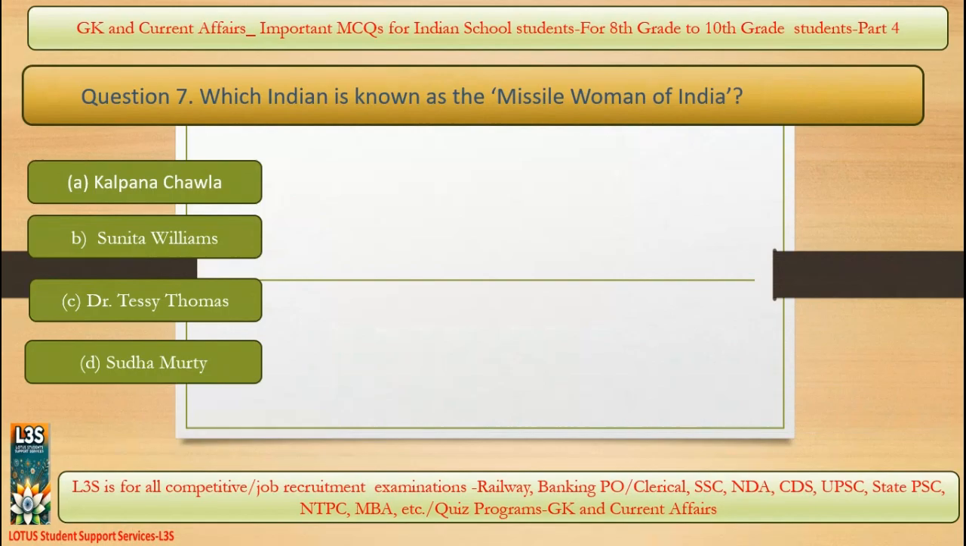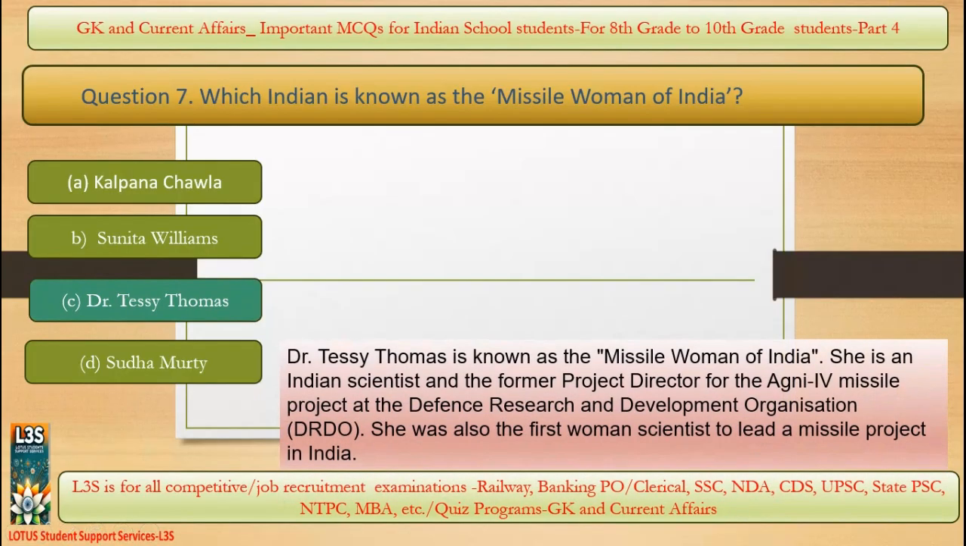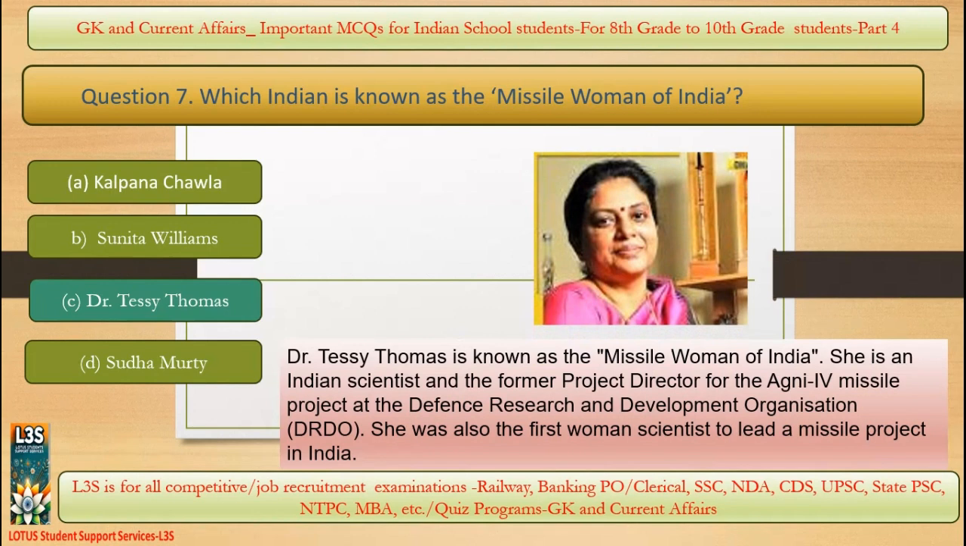Which Indian is known as Missile Woman of India? Out of all the options, C is the correct one, Dr. Tessy Thomas. Dr. Tessy Thomas is known as the Missile Woman of India. She is an Indian scientist and former project director for the Agni 4 missile project at DRDO, Defence Research and Development Organisation. She was also the first woman scientist to lead a missile project in India.